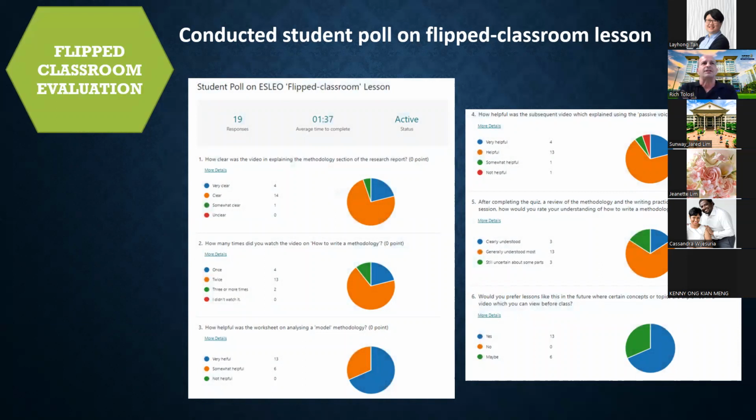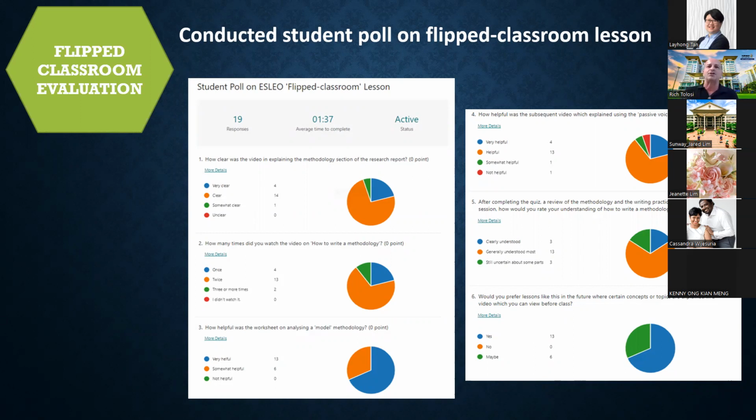So after the lesson, of course, it's important to evaluate whether or not it was successful. Now I can see from just what the students produced in the end that it was successful, because they all submitted to me a methodology that had the right type of information in it.